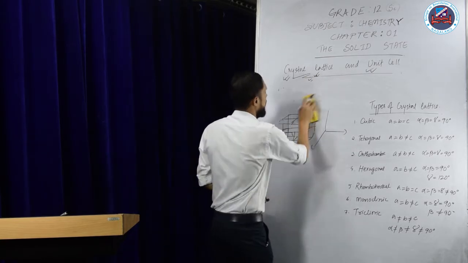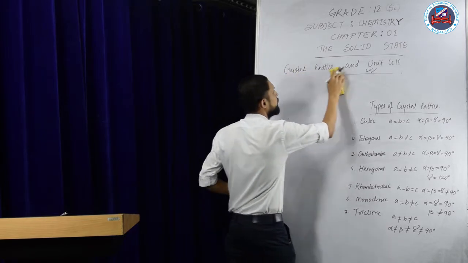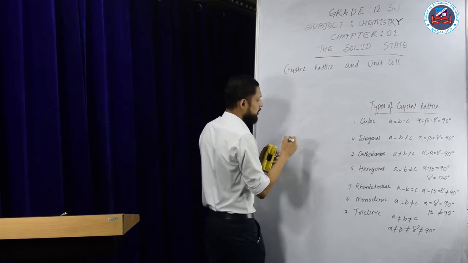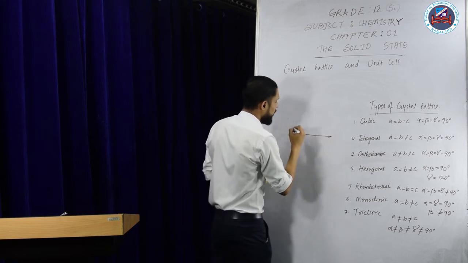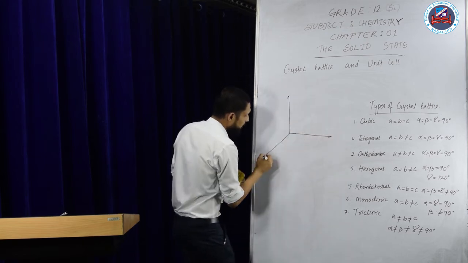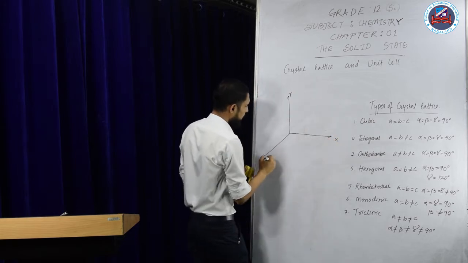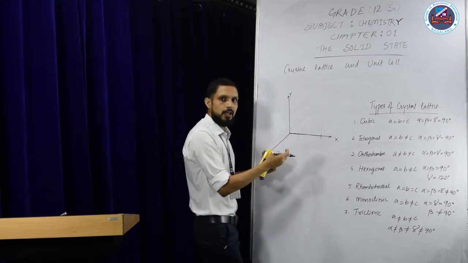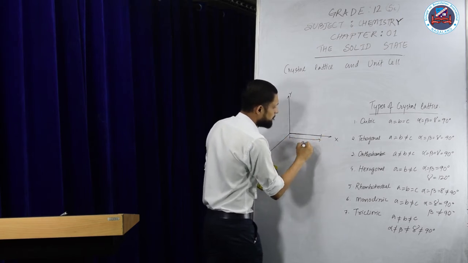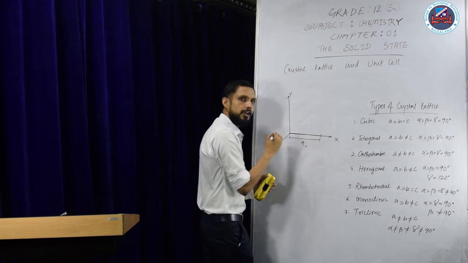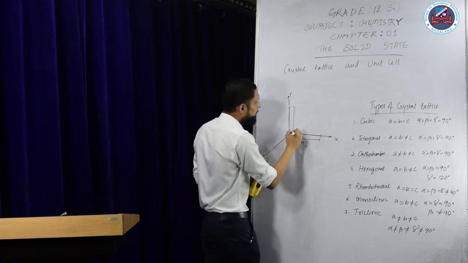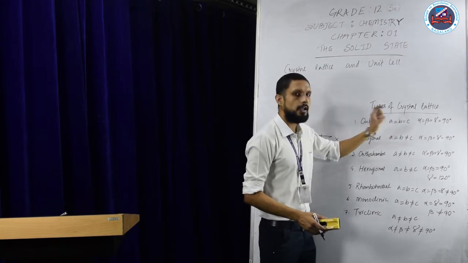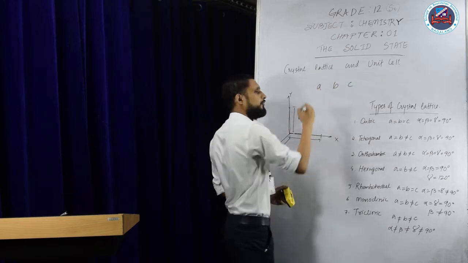Now based on certain parameters, crystal lattices are classified into the following types. Now what are the parameters? If you arrange unit cells along three dimensions, that means x, y and z, so this is x-axis, y-axis and z-axis. The length of the unit cell arrangement along x-axis is up to length say a. The length along x-axis is considered as a, along y-axis is b, and along z-axis is c. So that's how we get the length parameters a, b and c.